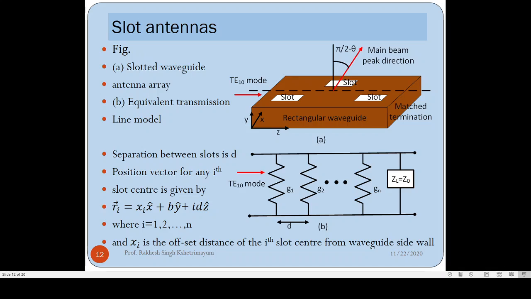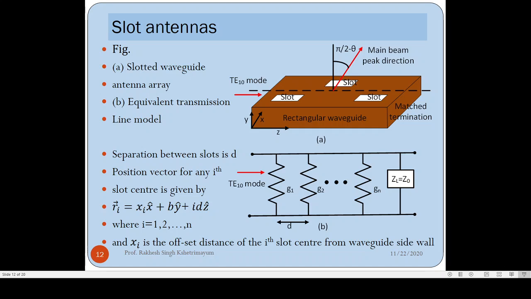Now, as we already know, a single slot is equivalent to a shunt conductance. So this is the waveguide, this is the transmission line model, and let's say this waveguide has a wave impedance of Z0. In that case, for the matched termination, Z load should be equal to Z0. For the first slot, you will have a normalized shunt conductance G1. For the second slot, you will have G2 and so on. If you have N slots, the last one will have a shunt conductance of Gn. The distance between two slots, center to center, from here to here, is D. So we have a spacing of D.